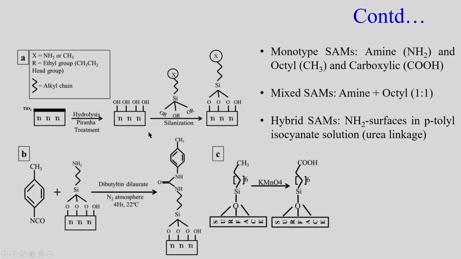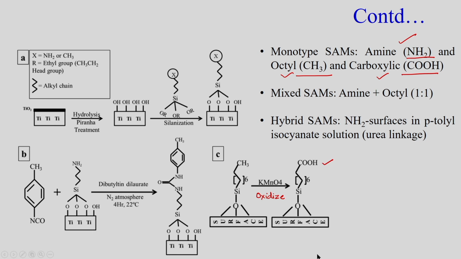Here we have prepared a monoSAM of amine group, where X will be NH2, or an octyl group, where X will be CH3. If you oxidize the CH3 group, we will form the COOH group. So, we had three monoSAMs: amine, octyl as well as carboxylic.